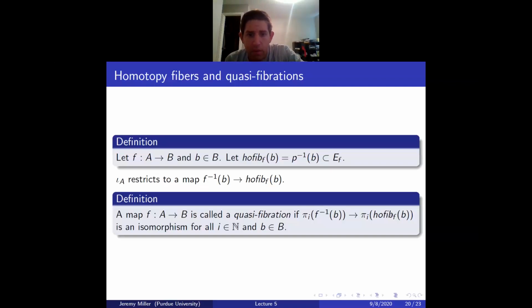And anything I should repeat? Yeah, and so one thing to say is, if the map's actually a fibration, you can show that the fibers are equivalent to the homotopy fiber.